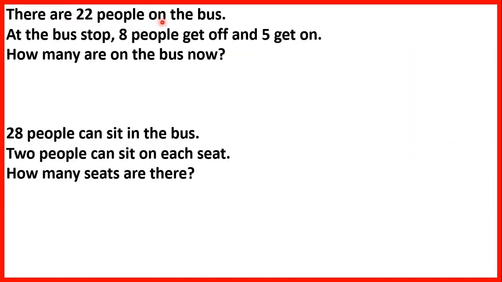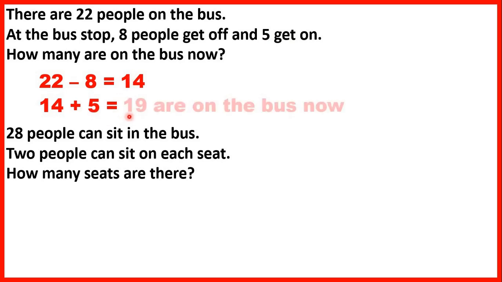There are 22 people on the bus. At the bus stop, 8 people get off and 5 get on. How many are on the bus now? So we start with 22 people, and if 8 get off, that will be 8 less than 22. So 22 minus 8 is 14, but then 5 get on, so that will be 5 more people on the bus, and 14 plus 5 is 19, so 19 people are on the bus now.